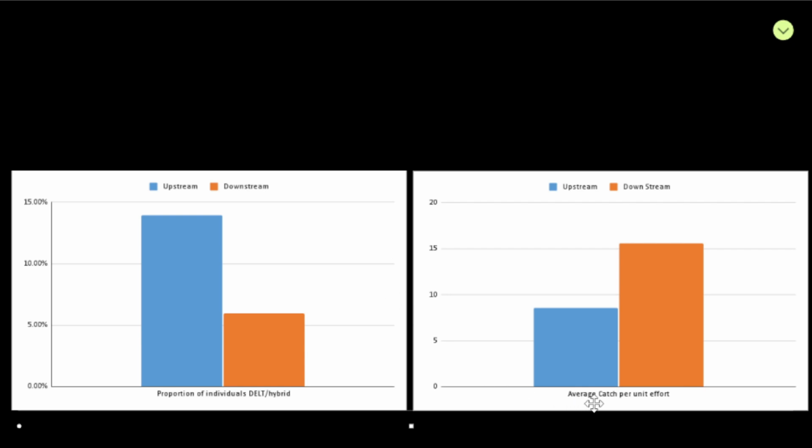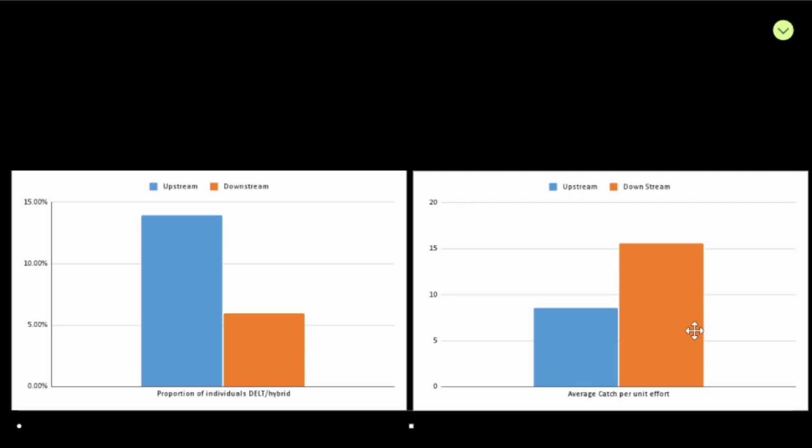Now, this metric here, catches per unit effort, is merely representing the amount of fish that were caught per test run with our fish sampling team, and we see that there's significantly less, almost half the amount, a little bit more than that, in the upstream location, with 81.6% more of what we call productivity, or catches per unit of effort, in the downstream location.